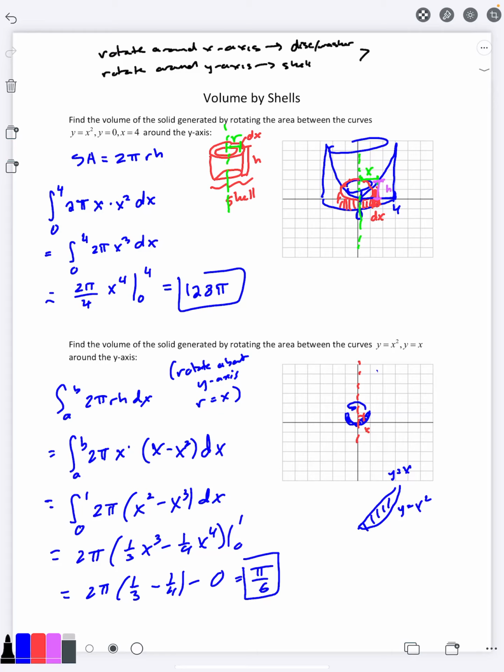The reason why is both of these let you do everything in terms of x, whereas if you did the opposite of them, for example, if you use the shell method around the x-axis, you'd have to do everything in terms of y. That's my personal preference on these.